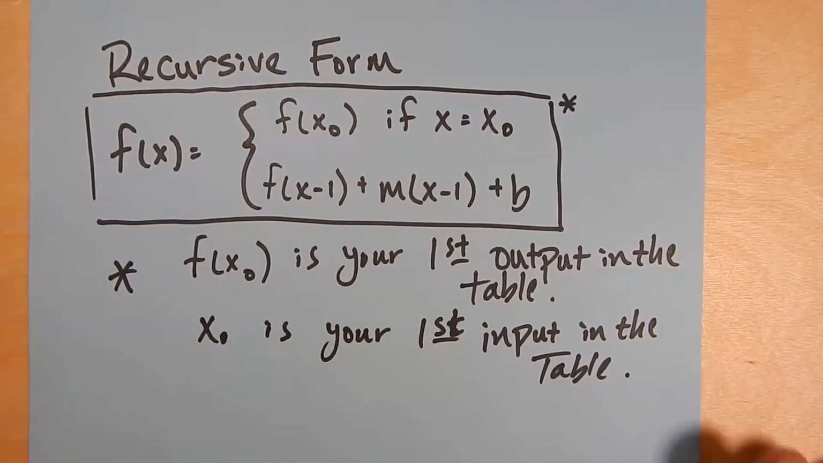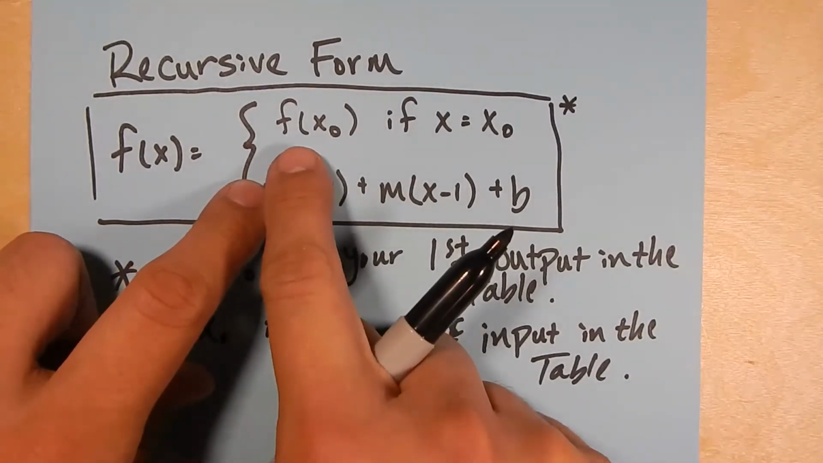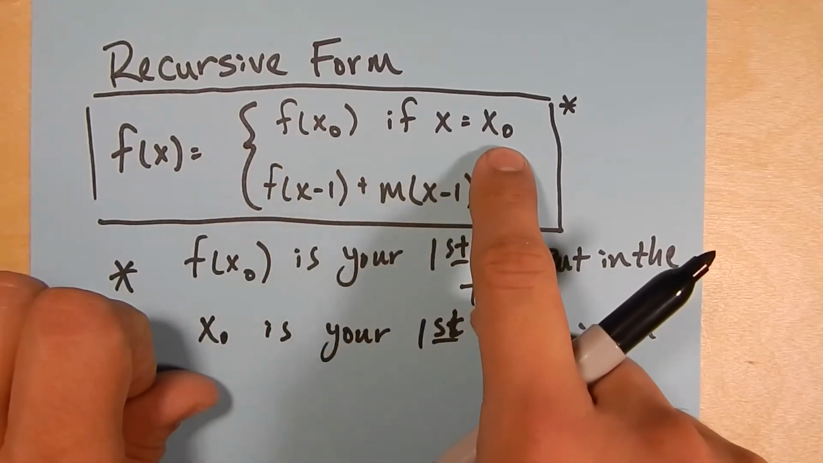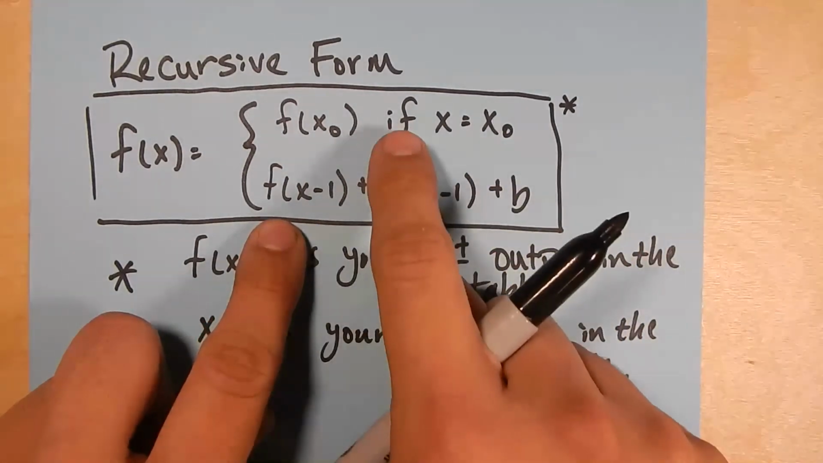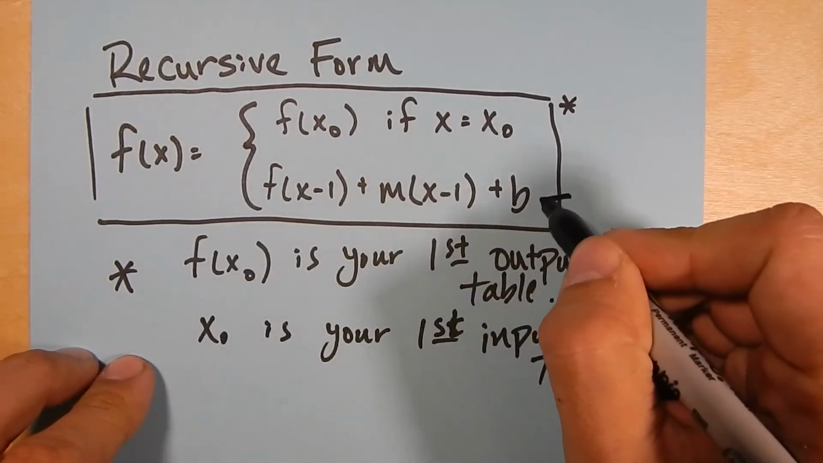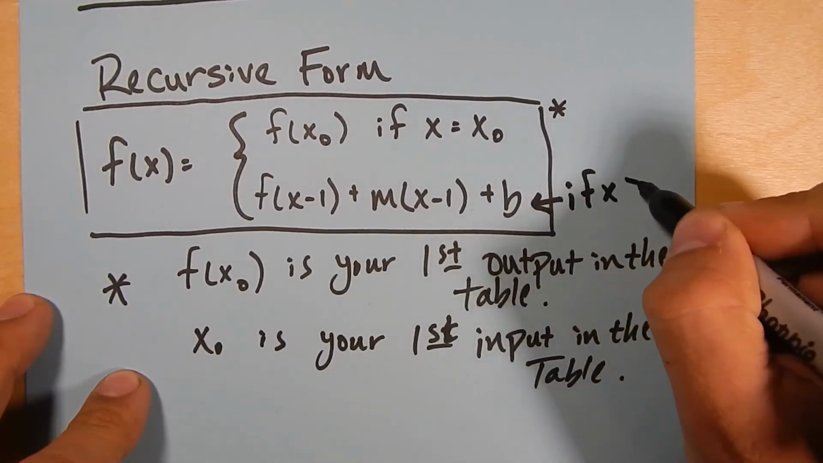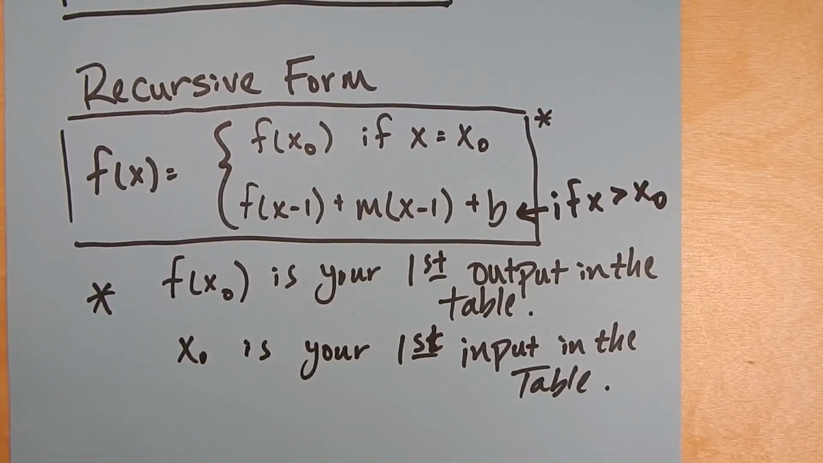Now, like I said, the notation is the difficult part, and that's what ended up happening here. This was the difficult part. So when we instantiated this, again, that's a great word, we said f of x is the first output if x is the first input. And then we said this thing with the linear stuff and all that. But we need an if statement after this as well. So what we need to add after this is if x is greater than the first input. So if x is greater than x sub 0.